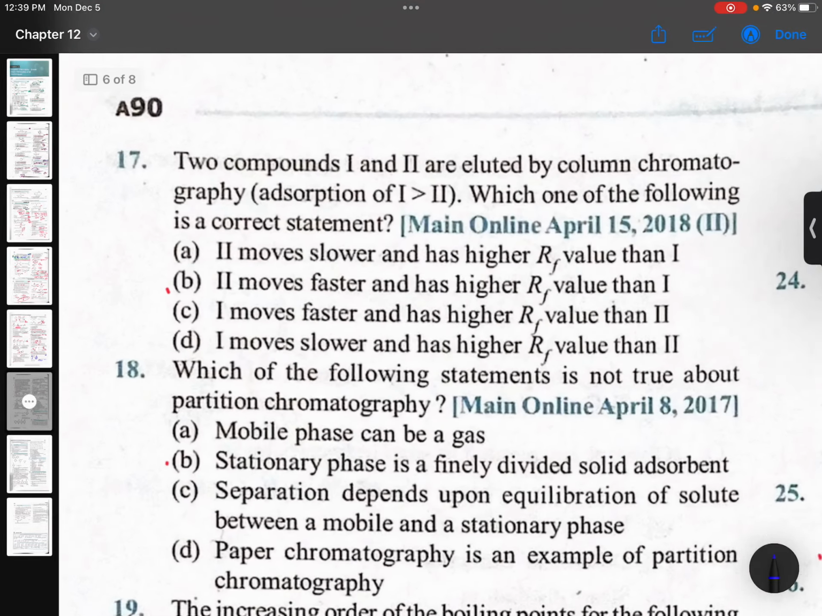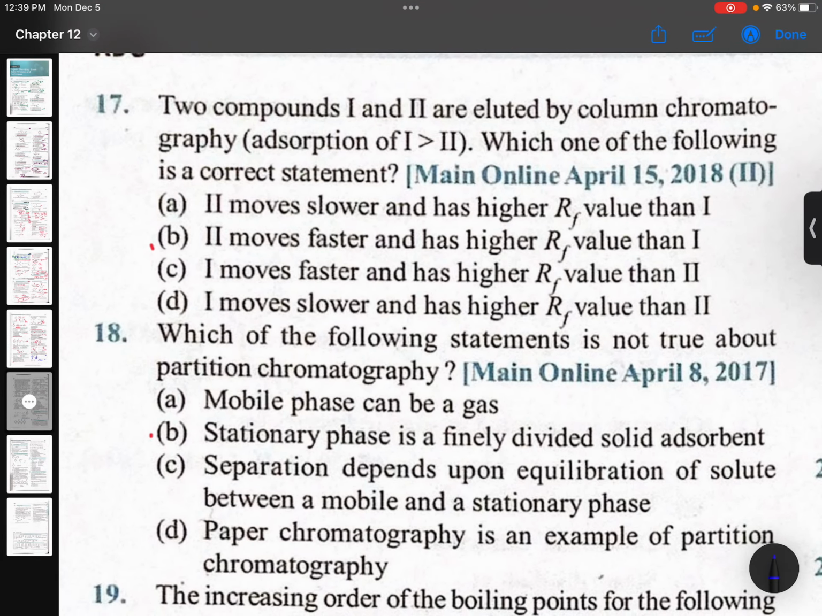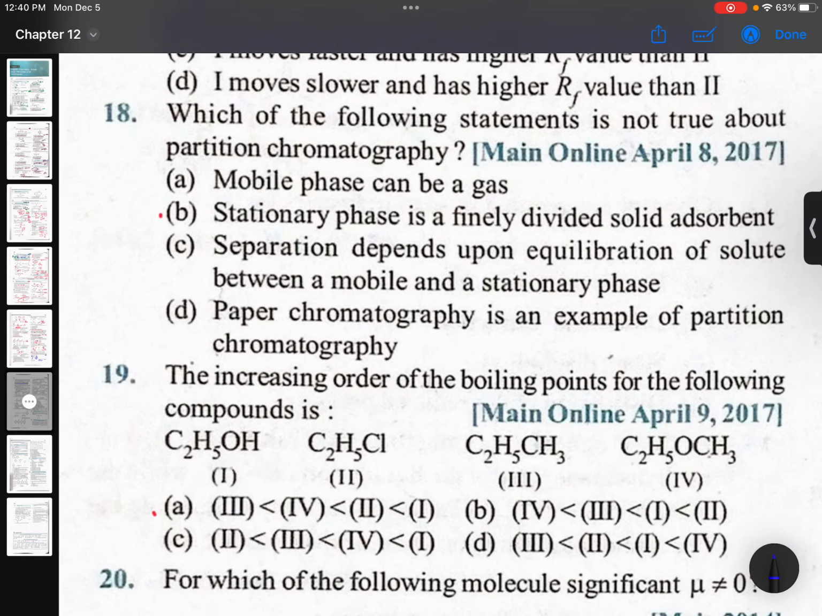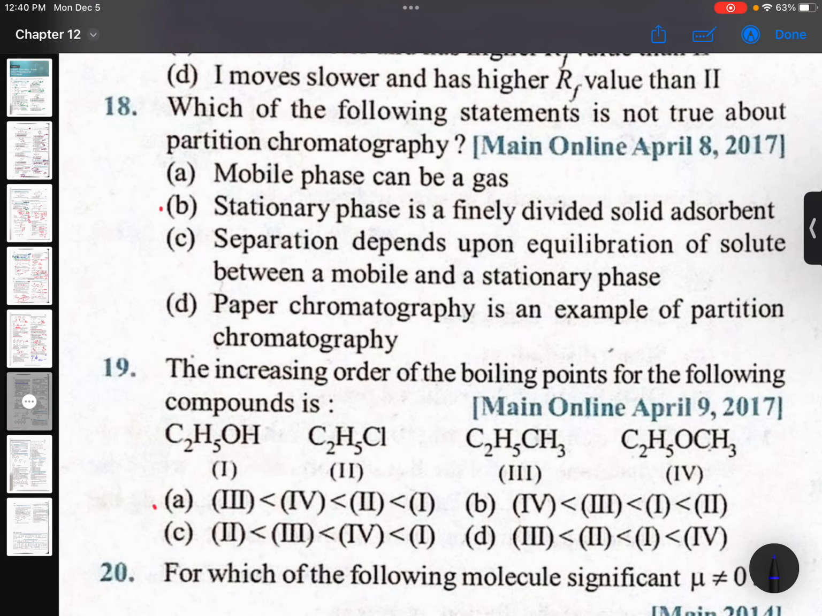Coming to question number 17. Two compounds, 1 and 2, are eluted by column chromatography. Adsorption of 1 is greater than 2. Which one of the following is the correct statement? 2 moves faster and has a higher Rf value than 1. Just go through the chromatography basics. Which of the following statements is not true about partition chromatography? Same thing, stationary phase is a finely divided solid adsorbent is not true.